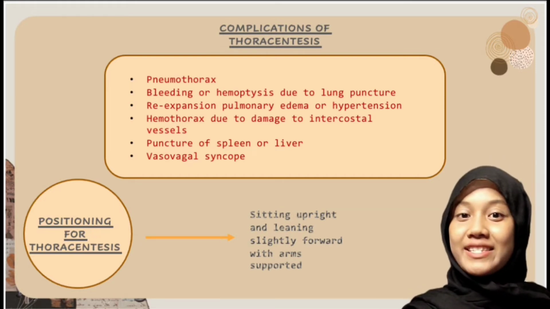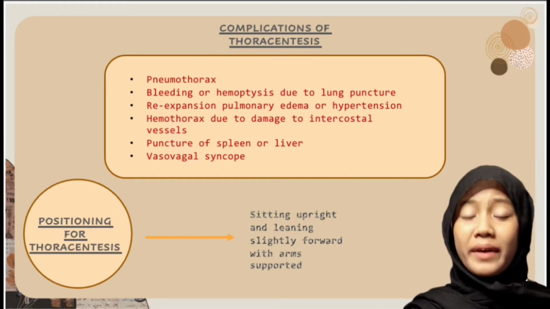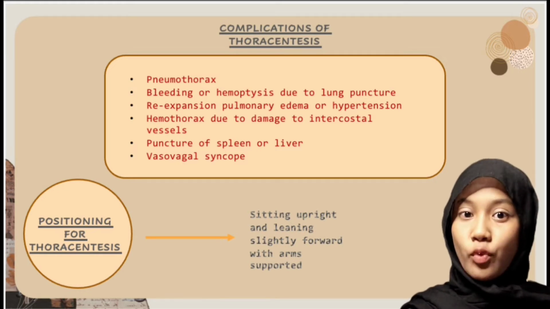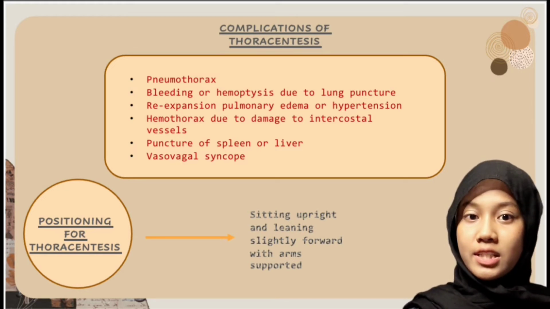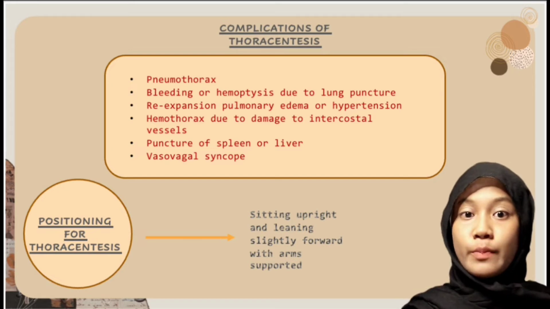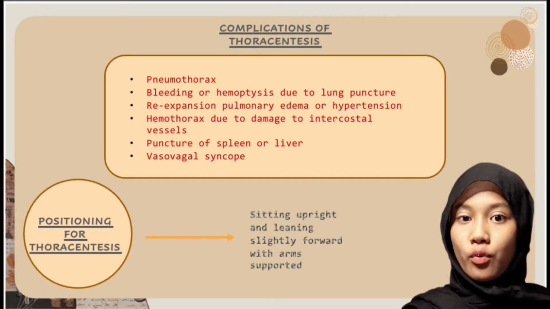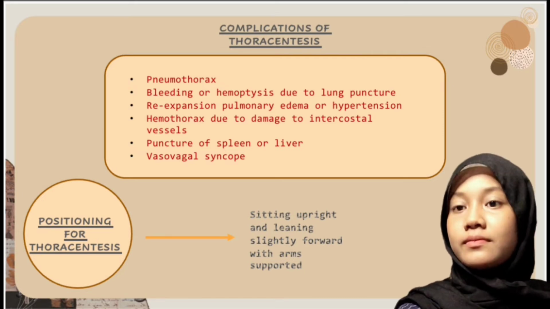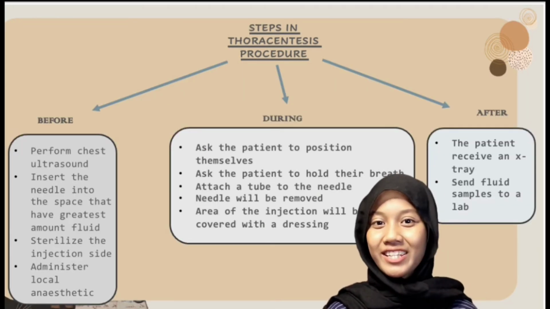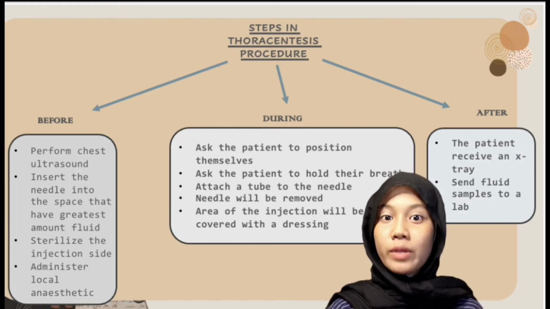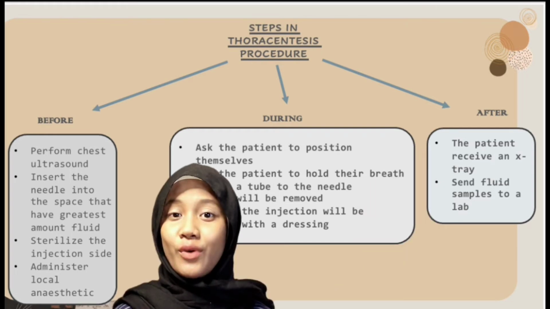Before we jump into the steps in this procedure, we must know how to position the patient when we perform this procedure. This procedure is best done with the patient sitting upright and leaning slightly forward with arm support. Let's move to the steps in this procedure. It will be divided into 3 parts, which are before, during, and after thoracentesis. So I will start with the steps before the procedure.